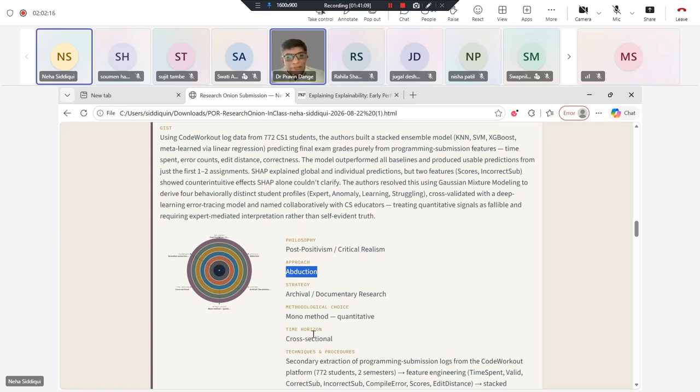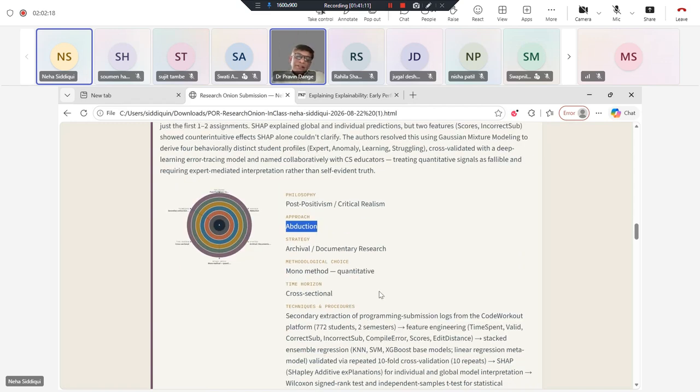But in order to understand abduction, you need to understand induction and deduction. Deduction is from general to particular. Induction is from particular to general. When you evolve theory from a scenario, a particular instance, then it is called induction. You induce. Yes, sir. And deduction is when you have a theory in place.